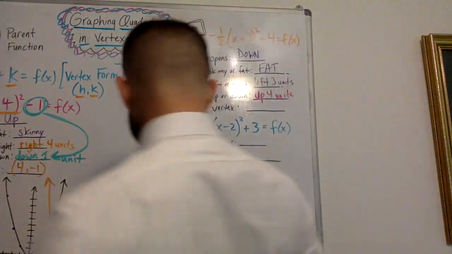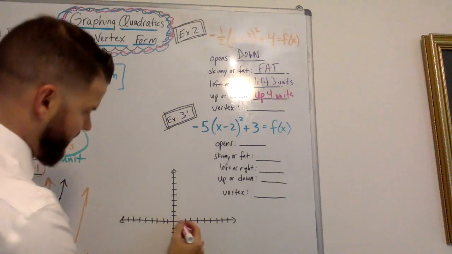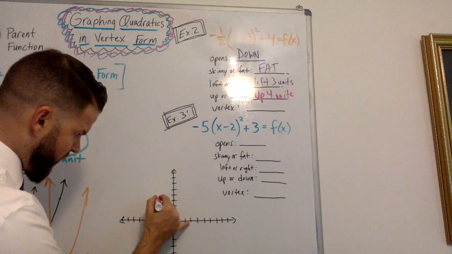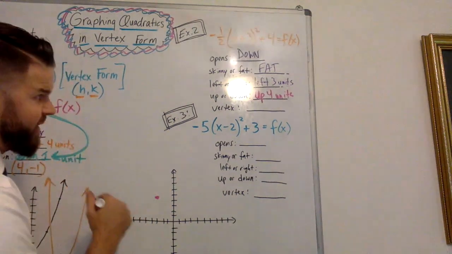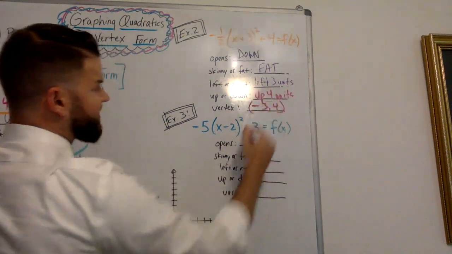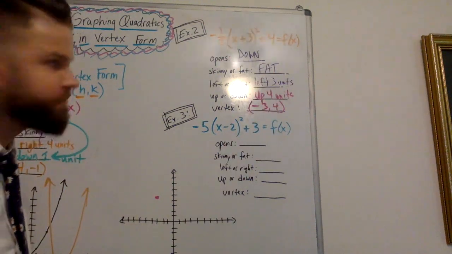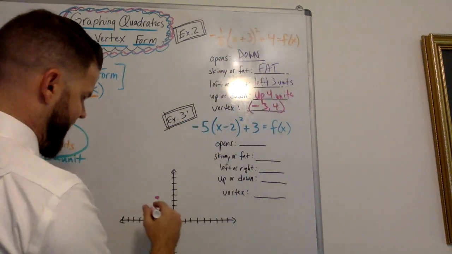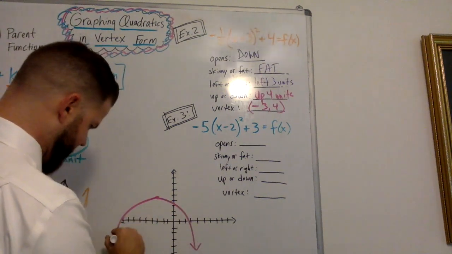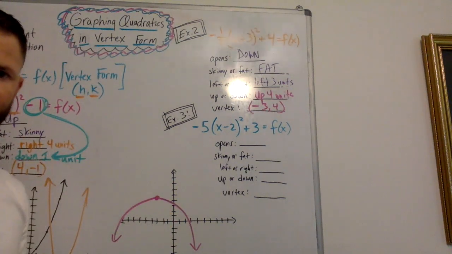So if my parent function normally has an origin at 0, 0, and I shifted this guy left 3, 1, 2, 3, and up 4, 1, 2, 3, 4, here's my new vertex, right? So what's my new vertex? I got a -3, +4. That's my new vertex. Opposite of that sign, same of that sign. Cool. This thing opens down and it's fat, so I'll take something like that if you're just doing a rough draft parabola sketch.